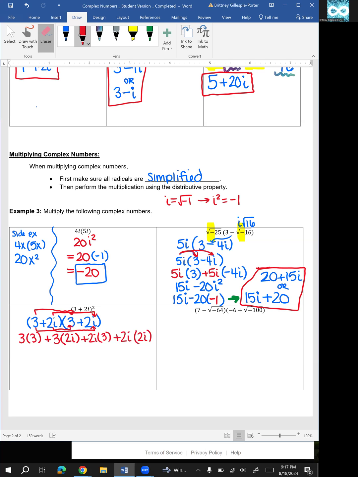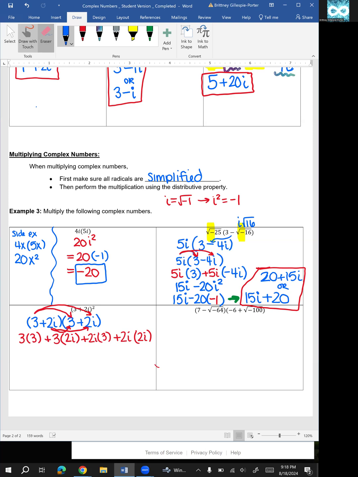The other way to look at it is that you are going to be distributing or FOILing the same way that we have been. So 3 times 3, 3 times 2i, 2i times 3, 2i times 2i. Do you have to do the arrows? No, but it is a way to make sure that you're not missing anybody.